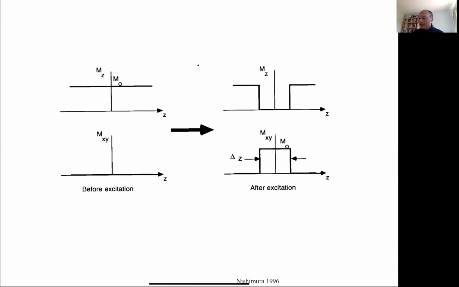So what that looks like is, for example, if this is M sub Z and this is M_XY, before excitation, all the magnetization everywhere is at equilibrium, so M sub Z is equal to M0 in this case. After the excitation, you notice that the M sub Z component goes to 0 in some slice, and so basically all those spins have been tipped away and all their magnetization has gone onto the transverse plane. So that's our goal for selective excitation.